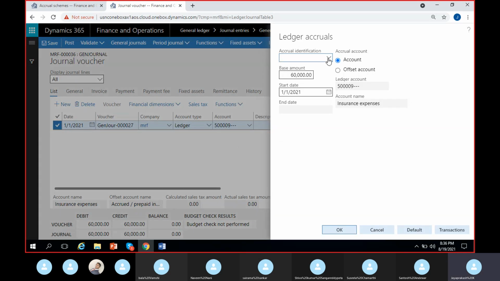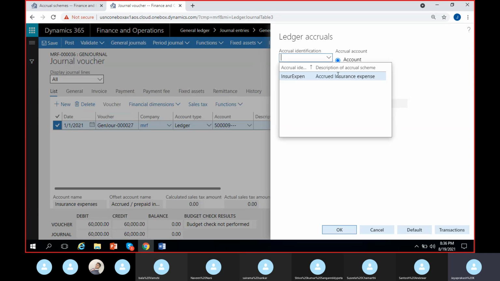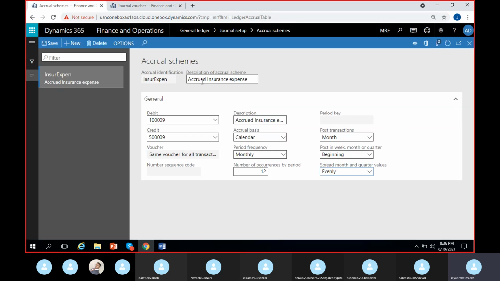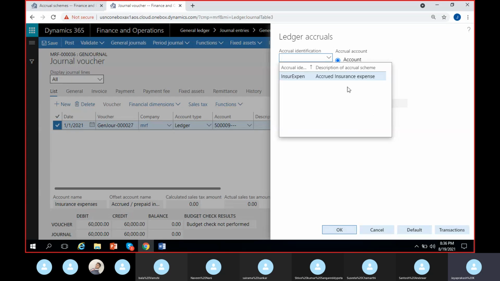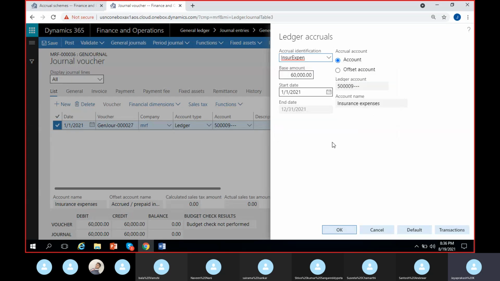I can see the accrual identification, which scheme has to be applied. We only have one, right? The accrued insurance expense scheme that we created, this one. I can only see that one here. So I'll select this and I can see the base amount is 60,000. Okay, 60,000. Start date is 1/1/2021. Whatever date we give here is the start date. Then end date is 12/31/2021, or December 31st, 2021.